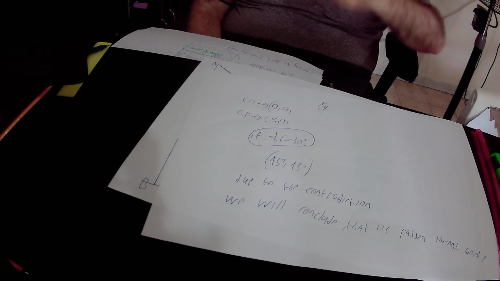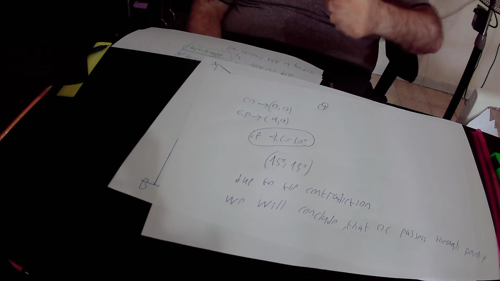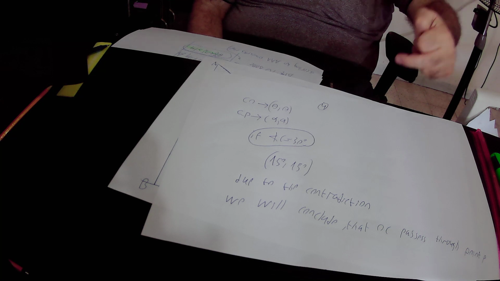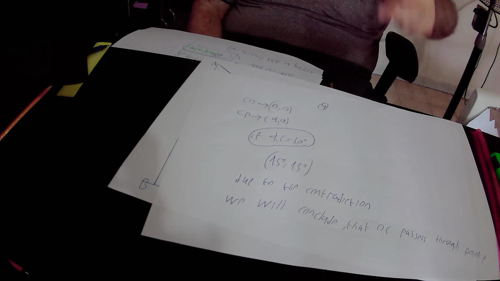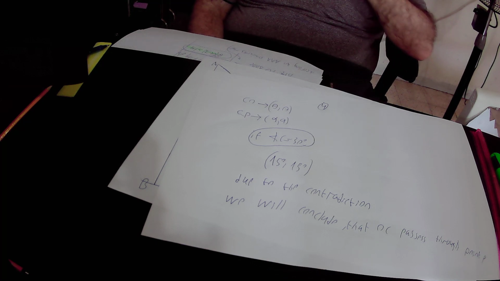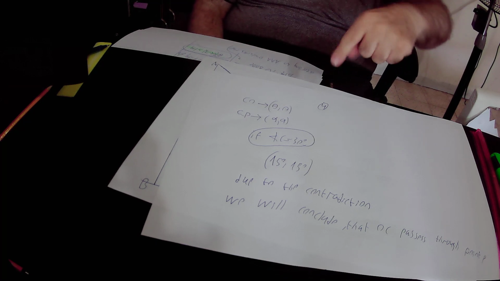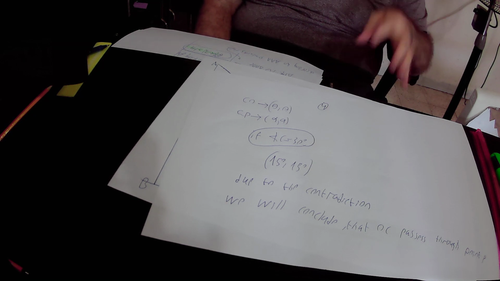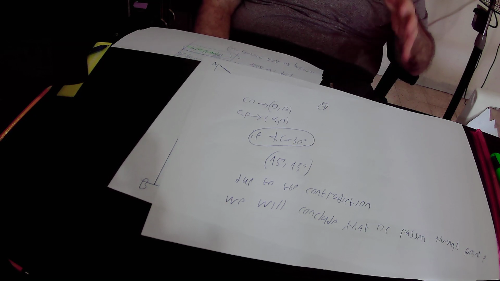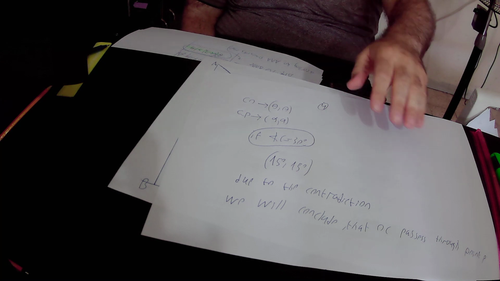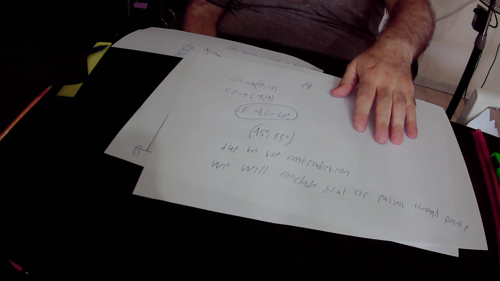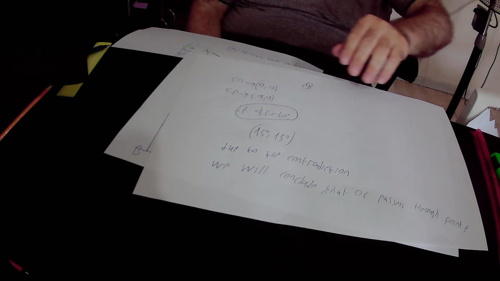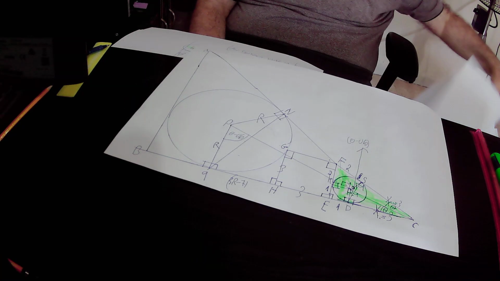And so, because of the assumption that CO doesn't pass through point P, we arrive at a contradiction. So in order to avoid the contradiction, we must conclude that our assumption is not true, and therefore OC passes through point P. Okay?